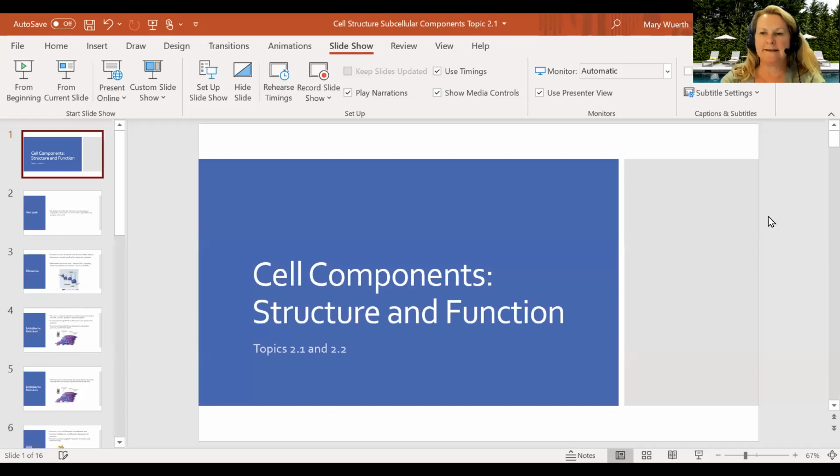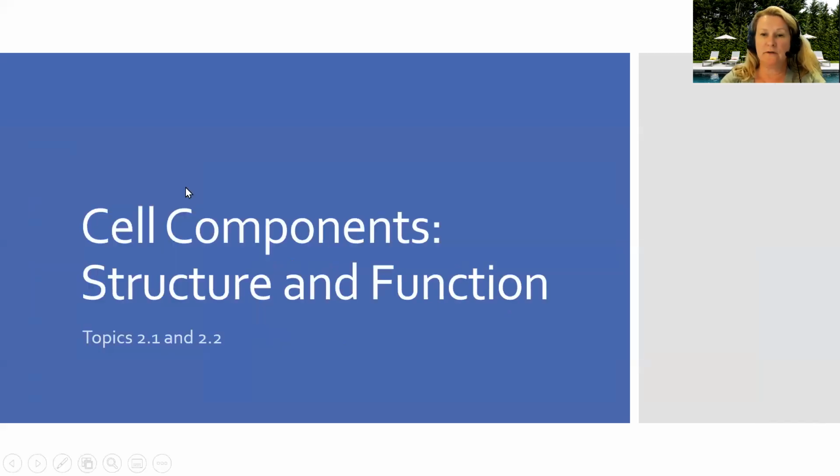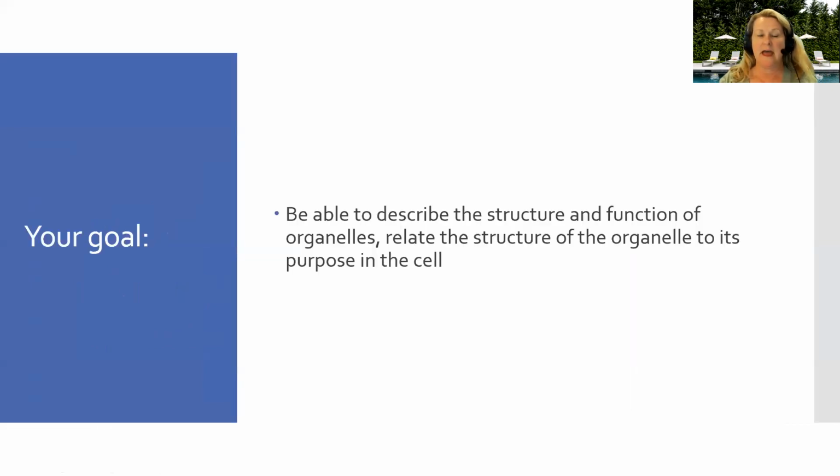Hi, everyone. Today we're going to start talking about Unit 2 in the AP Bio curriculum, cell structure and function. And we're going to first review the different components of the cell. As we go through these, I want you to pay particular attention to how the structure of the part of the cell is related to its function. For every organelle in the cell, you should be able to describe its structure and the function of it and relate that structure to its purpose inside the cell.